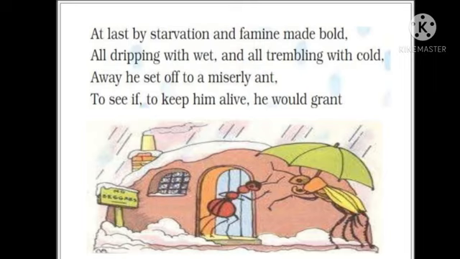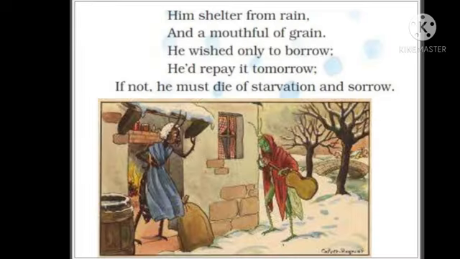So at last, by starvation and famine, now the cricket is bold, and he was dripping with wet and shivering with cold. And he started his journey to see the miserly ant. Why? To ask him to grant something so that he will be alive. Here we have seen the cricket has gone to see the ant to ask him something to grant. And here in this stanza we can see what are the things that he wants the ant to grant him.